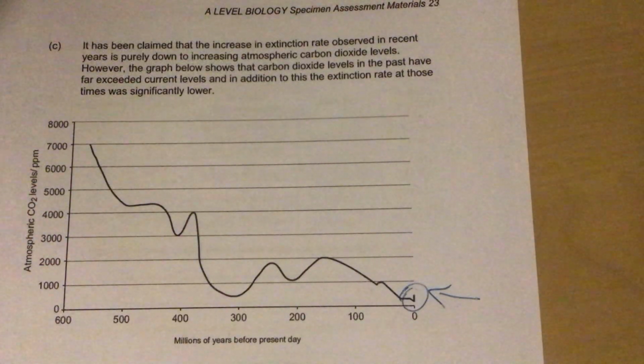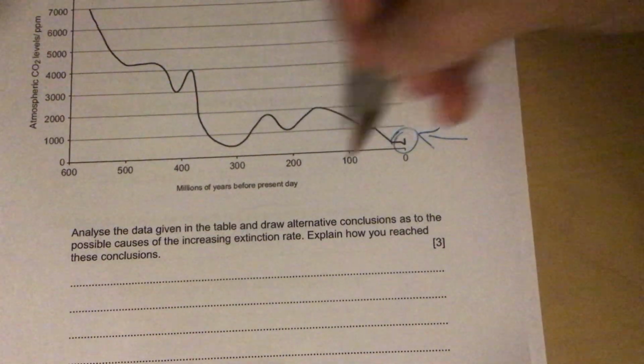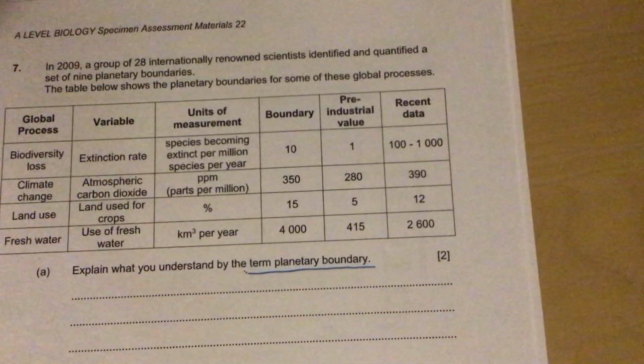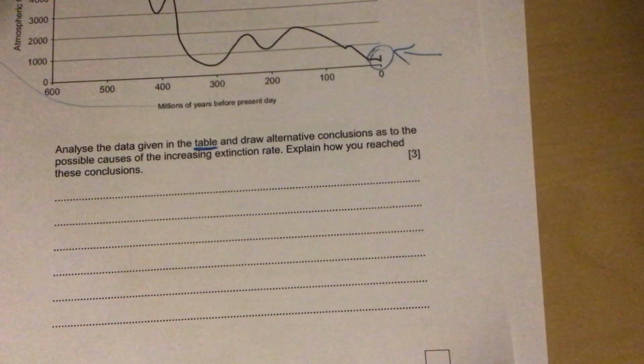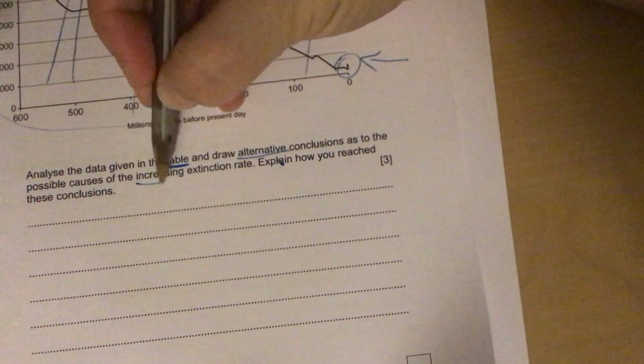And then comes the question. Read the question with me, and read it slowly. Analyze the data given in the table. This here is a graph, it's not a table. Look, here is the table. Analyze the data in the table and draw an alternative conclusion. So not this here above, okay? Don't do this, because it's an alternative and different conclusion as to the possible causes of the increasing extinction rate.